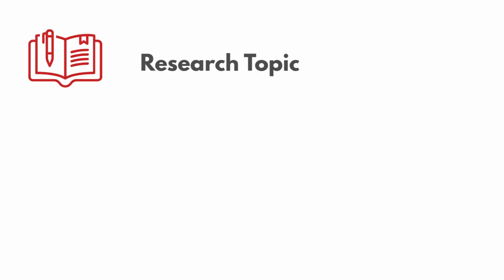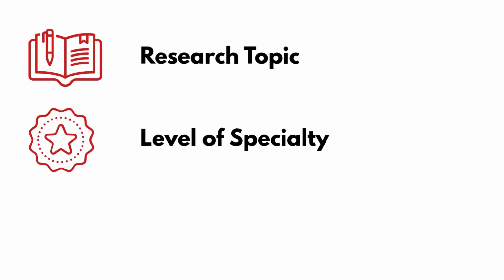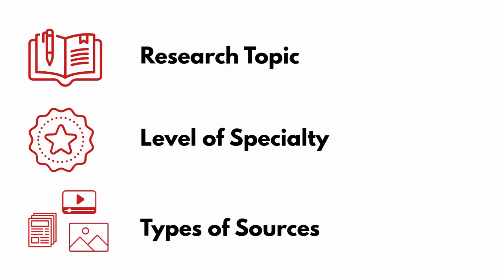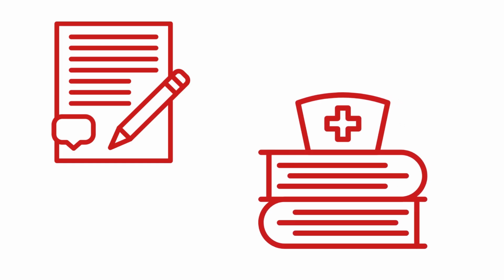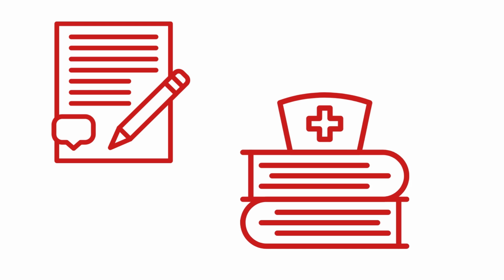There are a few factors to take into consideration as you decide: your research topic, the level of speciality, and the type of sources you need. For example, if you're writing a short paper for a rhetoric class on a topic of your choice, you might be okay using a general, multidisciplinary database. However, if you're completing a project for an upper-level nursing class, you'll probably want something more specific.